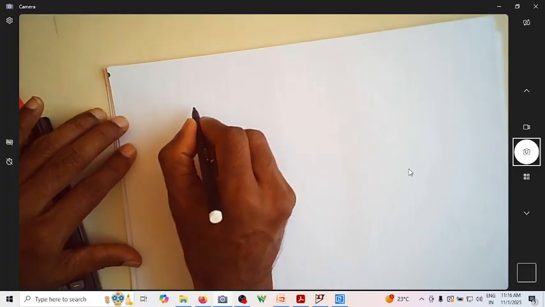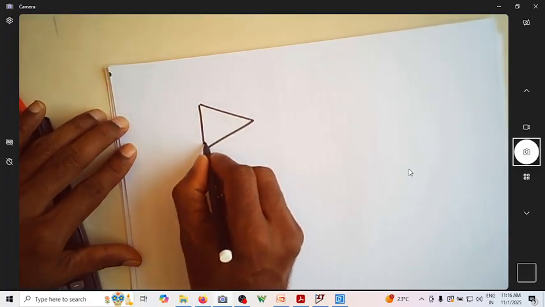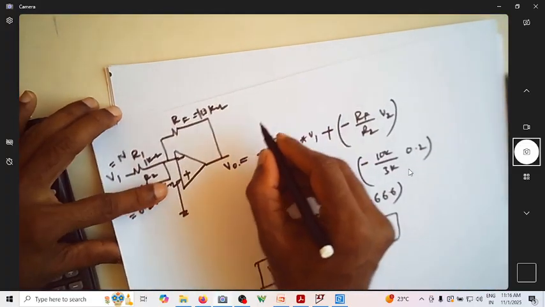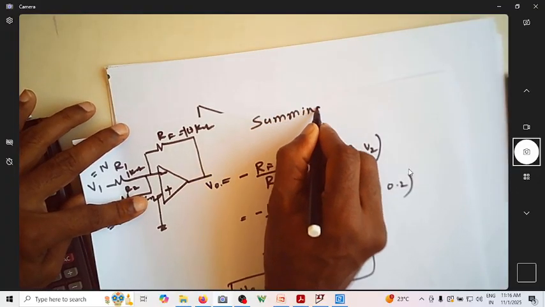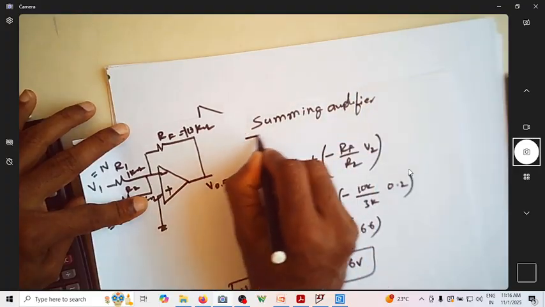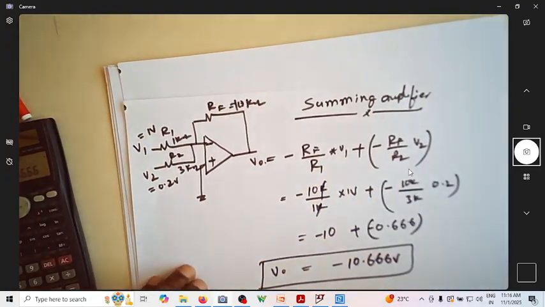There is also a possibility that you can have one input at the inverting terminal and the other one at the non-inverting terminal, something like this, minus plus. This we call it as summing amplifier. Summing amplifier, because these two are summed up here, can you see this is summed up here?